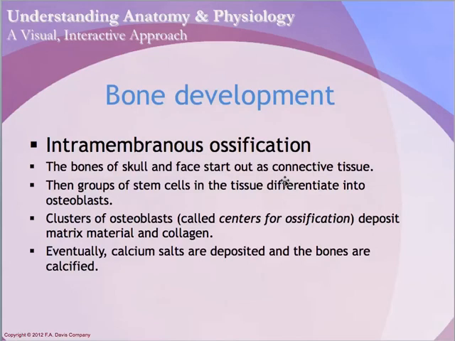So let's finish up this chapter discussion by talking about how bones are made and then how we repair bones. So there's two different processes. We have intramembranous ossification and endochondral ossification. In intramembranous ossification, the bones of the skull and the face start out as connective tissue. Then groups of stem cells in the tissue differentiate into osteoblasts. Remember, osteoblasts are the ones that make bone cells. We get clusters of these osteoblasts depositing the matrix material and collagen, and eventually calcium salts are deposited and the bones become calcified. So that's one way that bone develops.